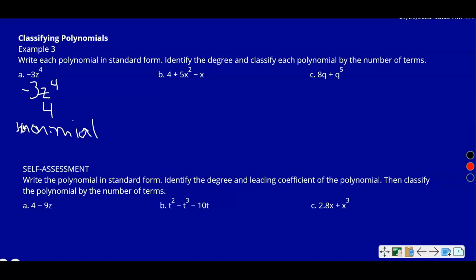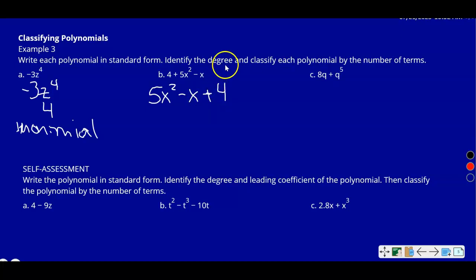All right, B part says 4 plus 5x squared minus x. Put it in standard form. You put the highest exponent first, so 5x squared goes first. Minus x has an exponent of 1, and then 4 is your constant, so it goes at the end.